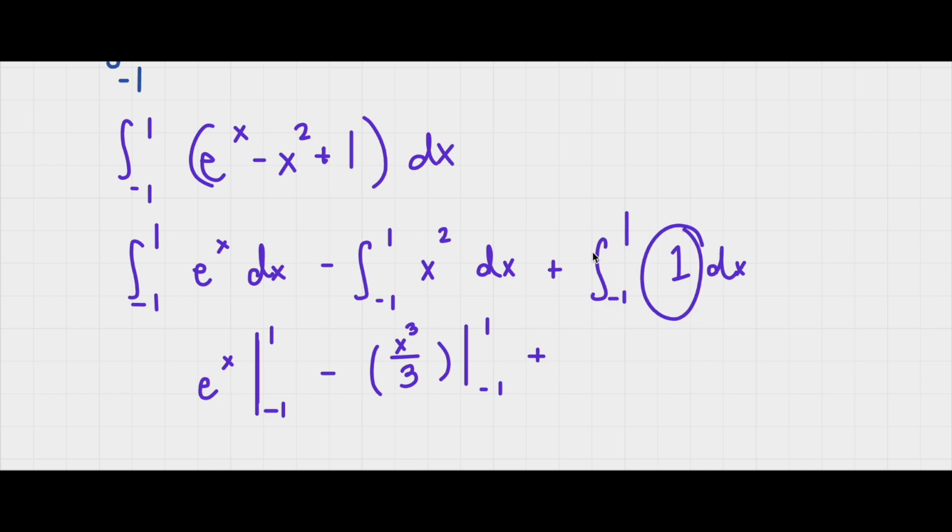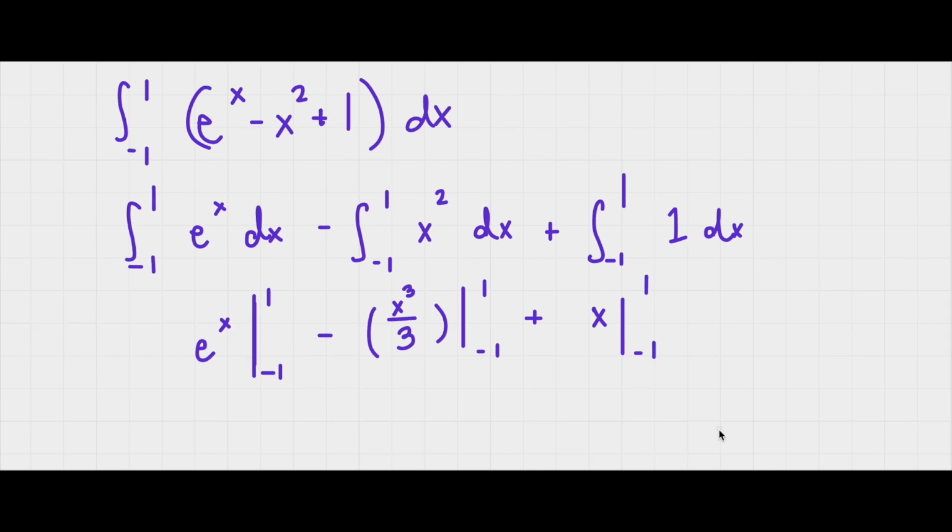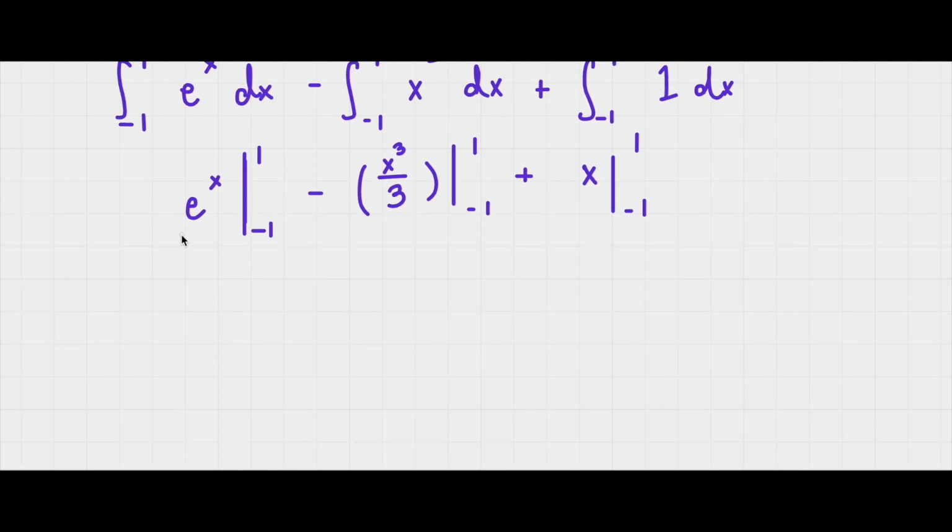And now whenever you have a constant number, a 1 or a 3 or a 5, you just attach an x to it. So instead of 1, the integral would be 1x, and you don't have to write the 1, so it's just an x. Now this is our answer. I'm going to just combine it and keep the bounds from -1 to 1 on the outside. So we have e to the x minus x cubed over 3 plus x, all from -1 to 1.